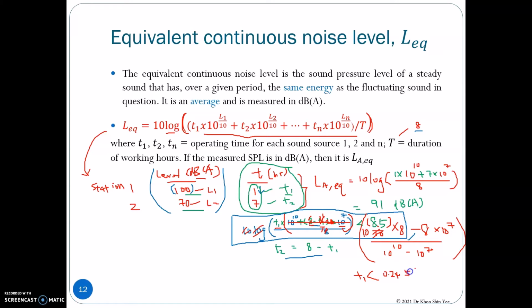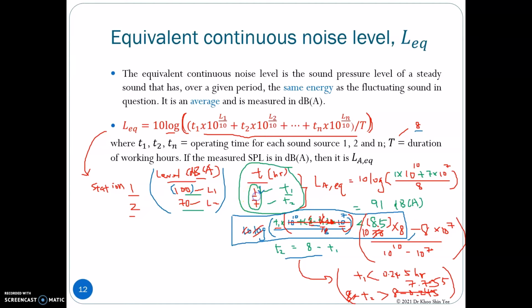less than 0.245 hours. If we substitute this inside the formula, you obtain 8 minus T2 equal to T1 here. And if we move the 8 to the right hand side, we obtain T2 greater than 8 minus 0.245 hours, which is equal to 7.755 hours. So you can see from this solution, it suggested we should work in station 1 shorter and work in station 2 longer.